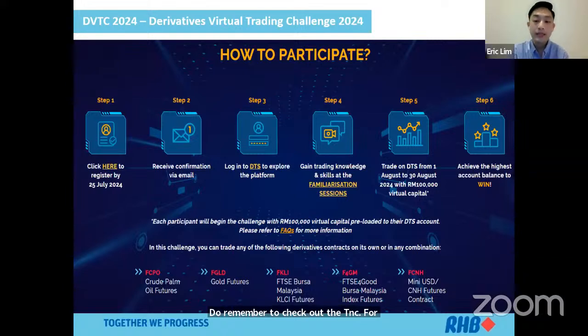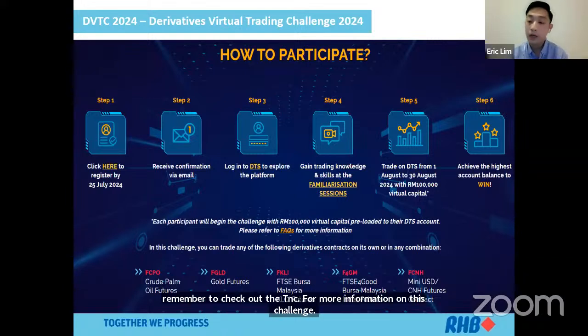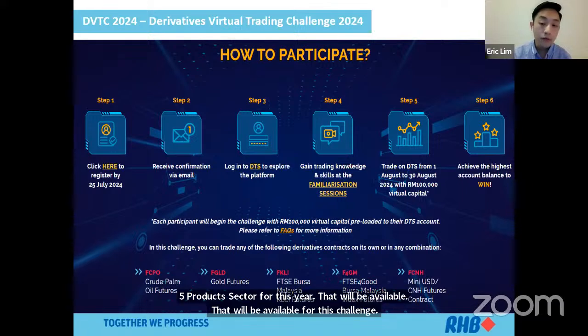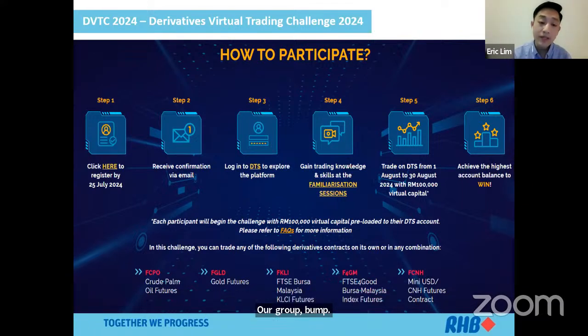The 5 products selected for this year that will be available for this challenge are crude palm oil futures, gold futures, the FTSE Bursa Malaysia KLCI futures, the FTSE4Good Bursa Malaysia Index futures, and Bursa's very first currency futures, also known as the Mini USD CNH futures contract.